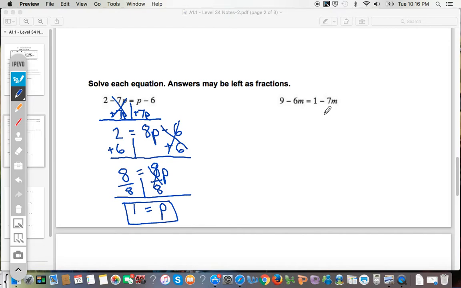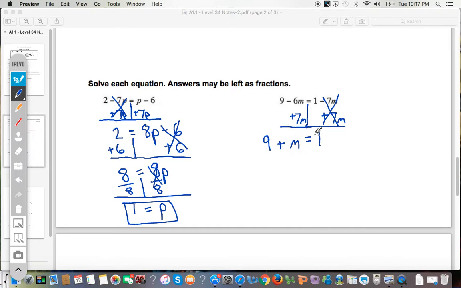Same thing. Okay, I'll start by trying to get all my variables on one side. So I'll go over here this time. I'll add 7m on this side. I'll add 7m on the other side. So negative 7m plus 7m cancels out. So I'm left with a 1. Negative 6m plus 7m. It's a positive 1m, which I can just leave as m. So 9 plus m.